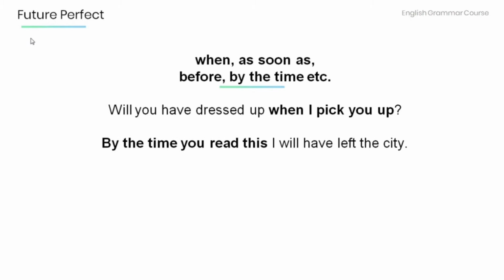We can also use the future perfect with time expressions such as when, as soon as, before, by the time, etc. Have a look at the examples below. Will you have dressed up when I pick you up? By the time you read this, I will have left the city.